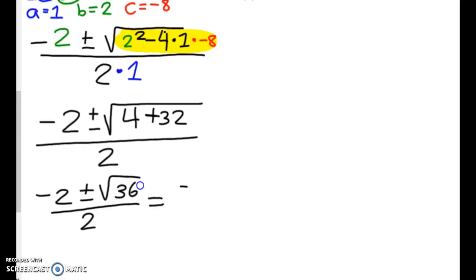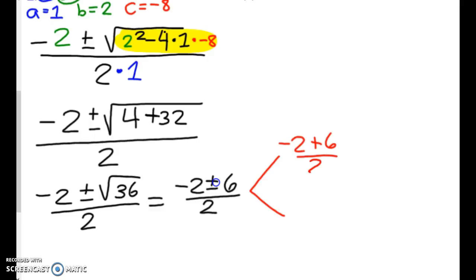The square root of 36 is just going to be 6. And so now I have something like this: negative 2 plus or minus 6 over 2. Now please don't forget that this plus or minus really means, if I split it up, that I have two answers: negative 2 plus 6 over 2, and negative 2 minus 6 over 2.